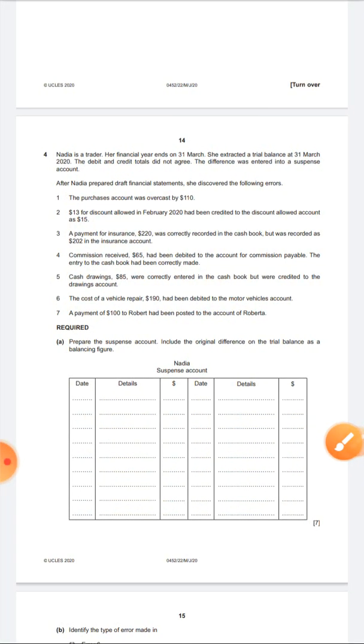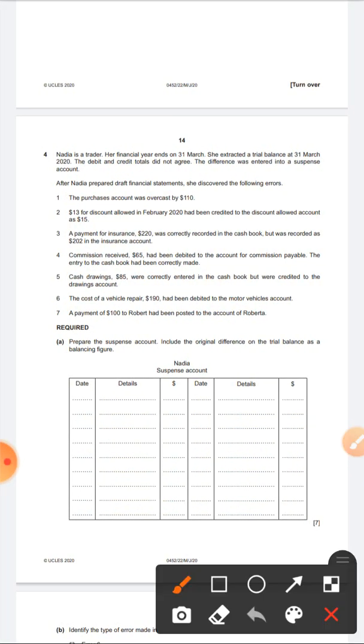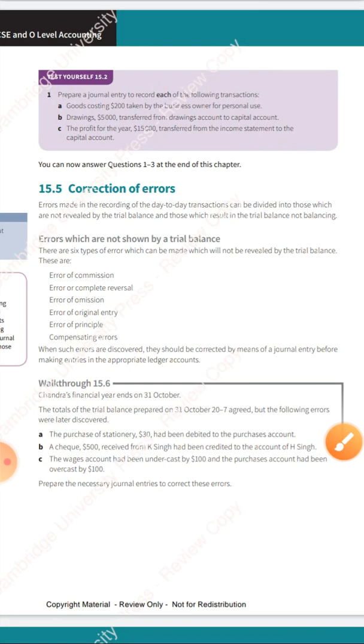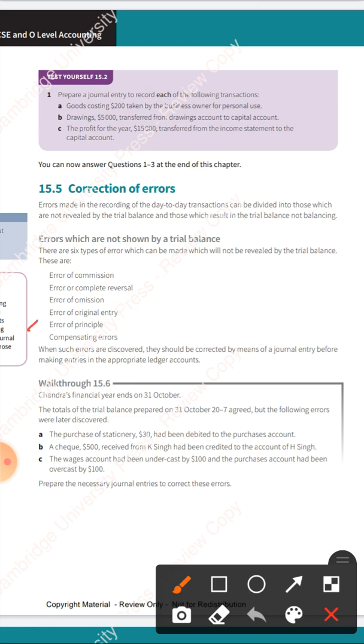This is an error of principle. Okay, and payment made to Robert has been posted to the account of Roberta. What kind of error is this? This is an error of original entry, I guess. Yes, this will be an error of original entry.